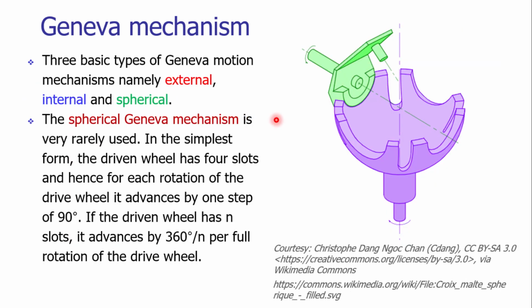Basically, three types of Geneva motion mechanisms are used. These are the external Geneva mechanism, the internal Geneva mechanism, and the spherical Geneva mechanism. The spherical Geneva mechanism is not that widely used.